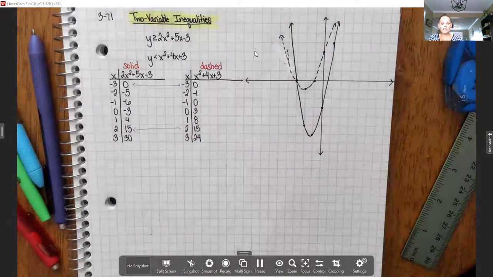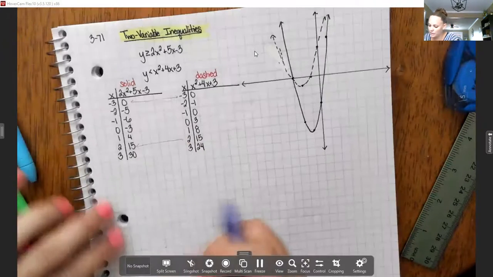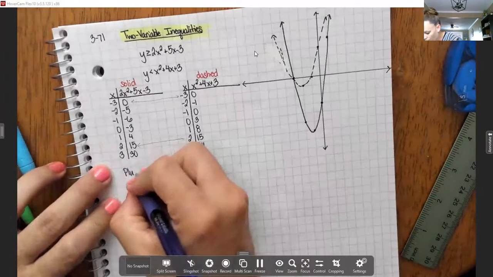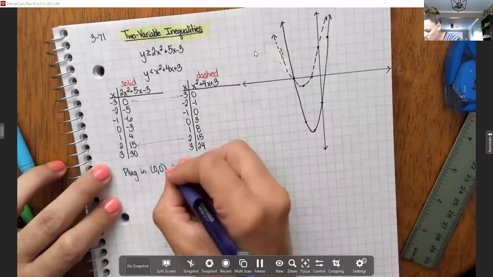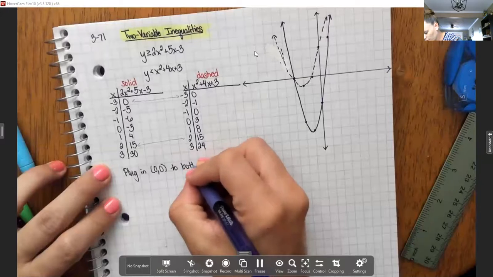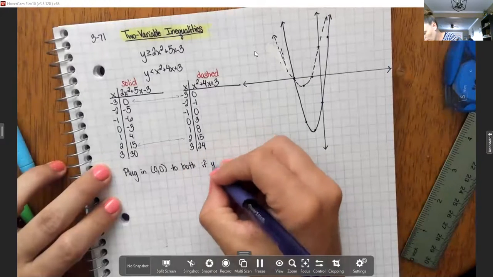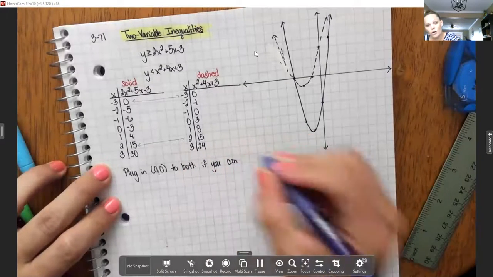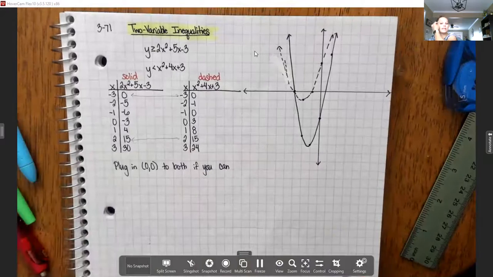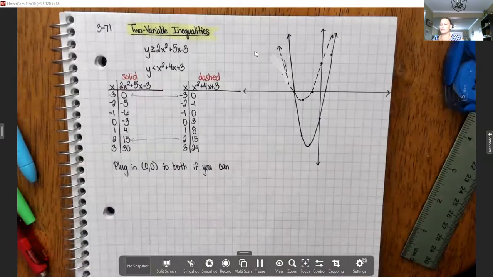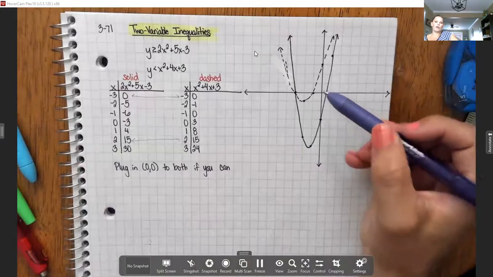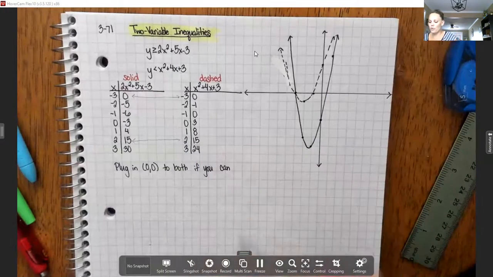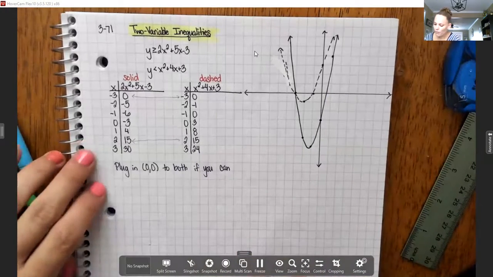So to finish this inequalities graph, remember what you want to do is plug in 0, 0 if you can to both. The only time you cannot plug in 0, 0 is if it goes through 0, 0. So if our parabola passed through 0, 0, we couldn't plug in 0, 0. You can't plug in a point on the line or on the parabola.